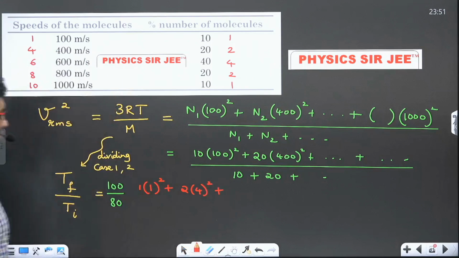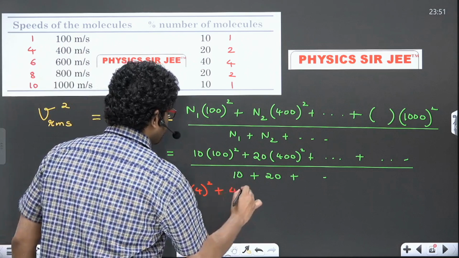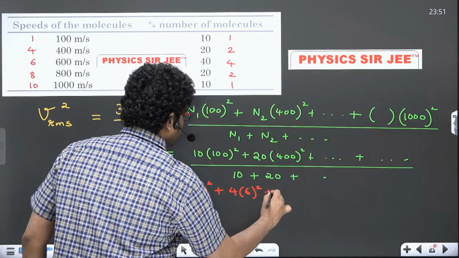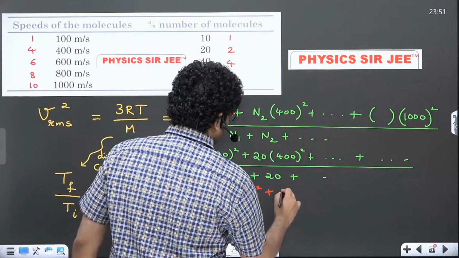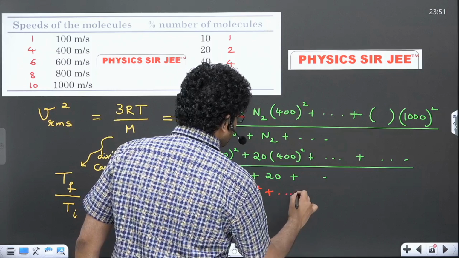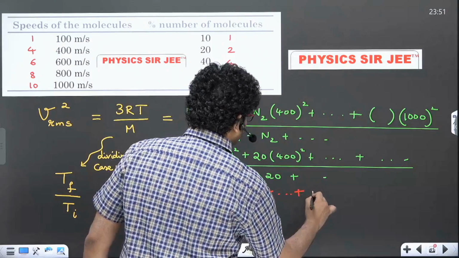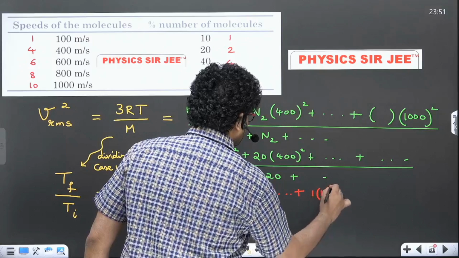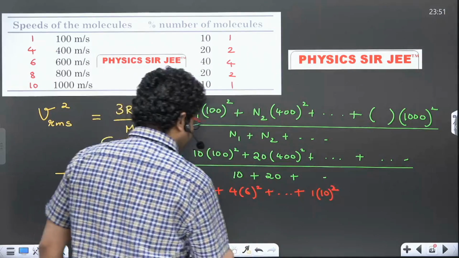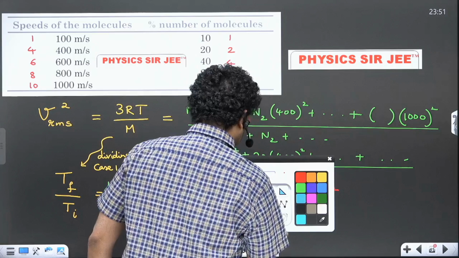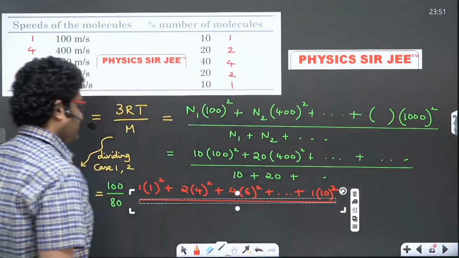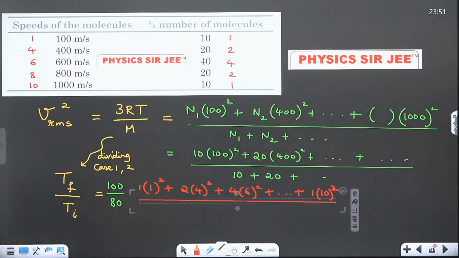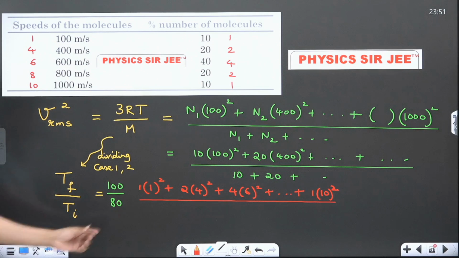This is a way to avoid the unnecessary calculation. 4 into 6 square plus the 2 into 8 square is missing, and then the last one, 1 into 10 square, divided by, again, I won't write the entire calculation. You see this, that this is the missing number.